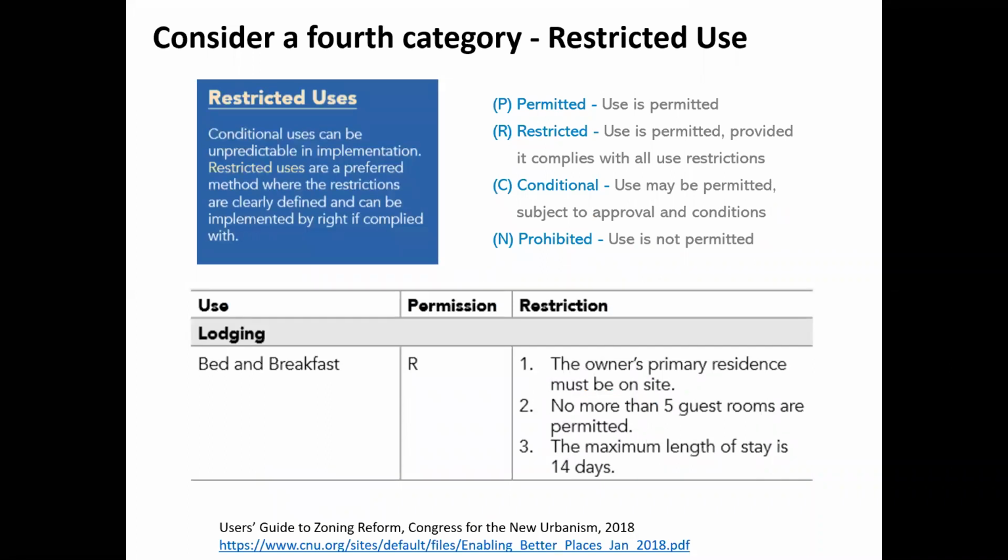And then my last tip here is to consider a fourth category. Most communities will list permitted uses, they'll list conditional uses, and they'll list prohibited uses. In many other states, they're actually adding another category that falls right between permitted and conditional uses, and they're calling them restricted uses. This is where the use is permitted, provided it complies with the use restrictions stated in the ordinance. And in practice, there's actually a number of Wisconsin communities that are doing this. They're just simply calling them permitted uses. So in this example, a bed and breakfast is permitted as long as it meets these restrictions that are listed within the ordinance.